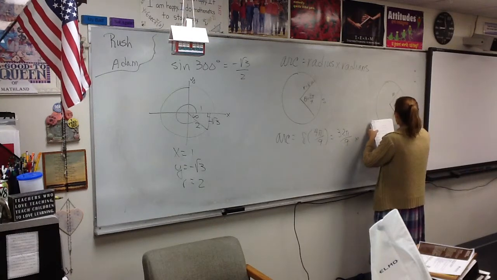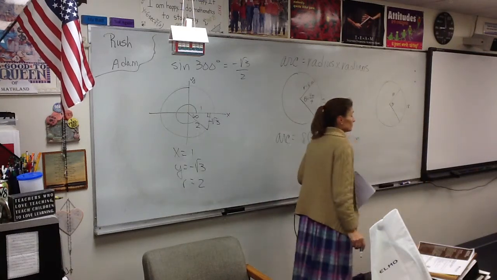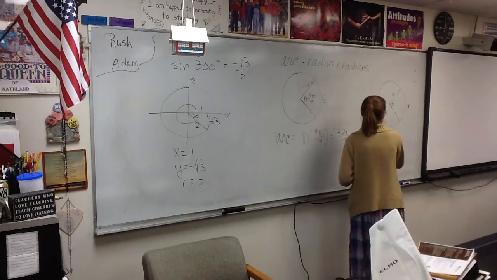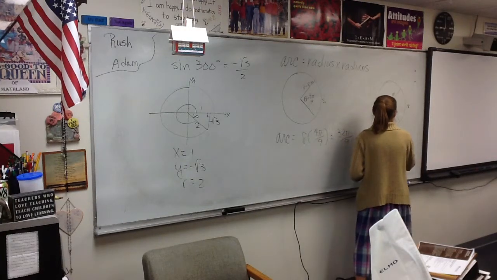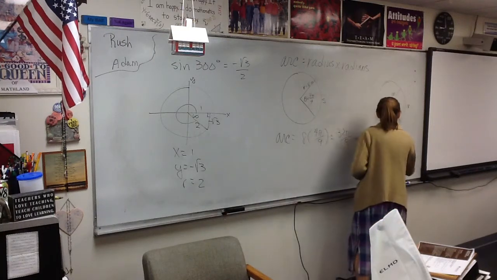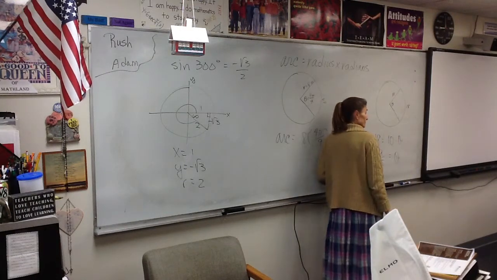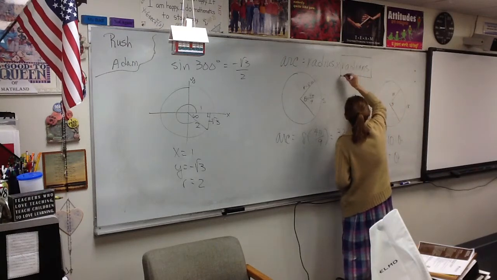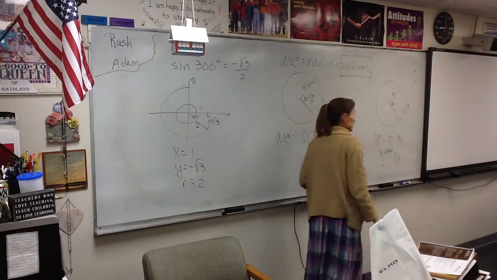The radius is 10, the arc length is 18, and we want to know the angle. What's our formula say? Arc length equals radius times radians. So what's the measure of the angle? 9/5. And what's the unit on that? Radians. That's 9/5 radians.